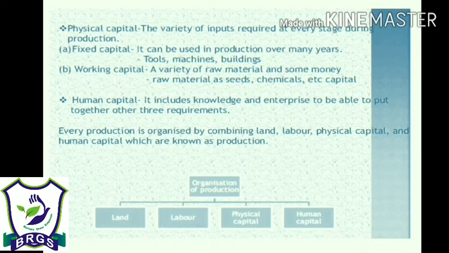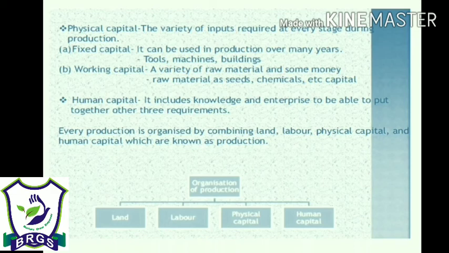And working capital means? What is working capital? Working capital is like money that is required during production to make payments and buy other necessary items. Working capital is also like raw materials that we need during the process of production.